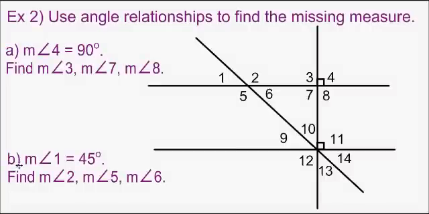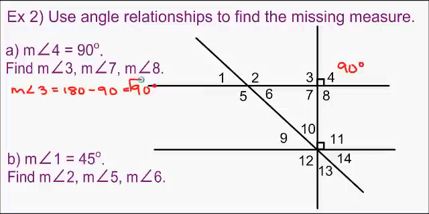Example 2, use angle relationships to find the missing measure. And this is the same diagram as last time. So angle 4 in part A is 90 degrees. We can see that based on this box here also. So we want to find angle 3, 7, and 8. Well, 3 and 4 are on a straight line, okay, which means that they add up to 180. So the measure of angle 3 is 180 minus 90, so that's 90 degrees.